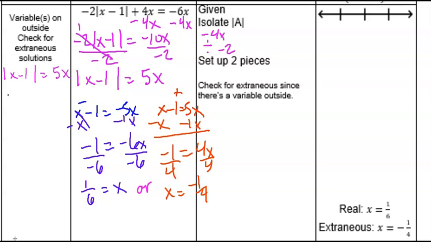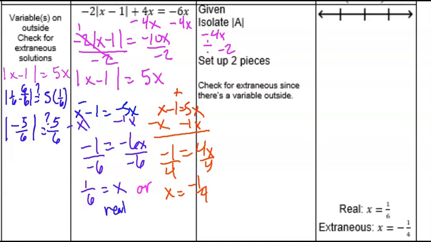So let's try the 1/6 first. Absolute value of 1/6 minus 1, is that equal to 5 times 1/6? 1 is the same thing as 6/6. So we have the absolute value of -5/6. Is that equal to 5 times 1 is 5, so we just have 5/6 here. This is true, so that would be a real solution.